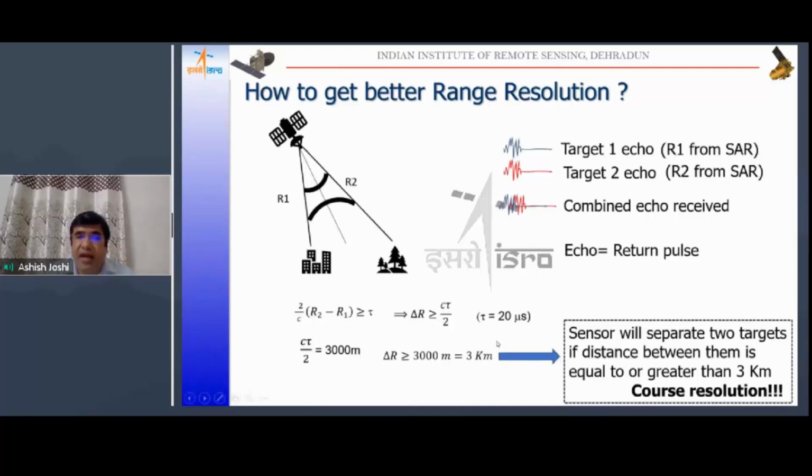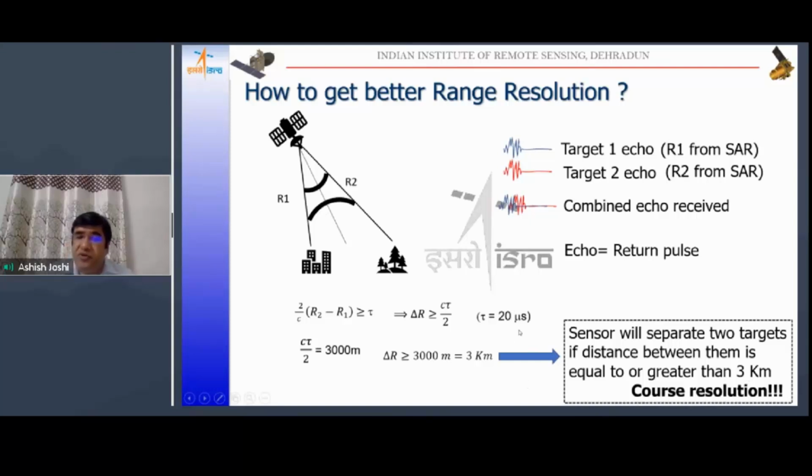If we have tau, say, of 20 microseconds, then how much is delta R? Delta R comes to about 3000 meters, or 3 kilometers. So the sensor will separate two targets if the distance between them is equal to or greater than 3 kilometers.